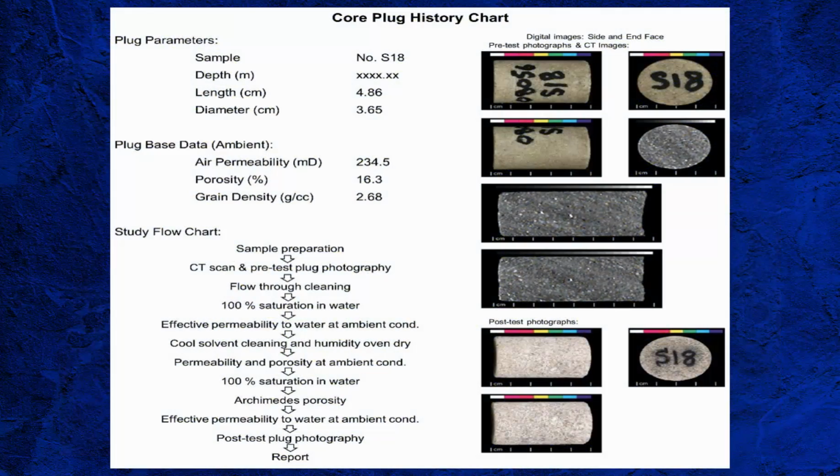This is something that many companies have tried. The example here is a core plug history chart, which is a bit like a Facebook for core plugs, which allows you to track the status of any core plug through the whole progress of the core analysis program. And at the end of the day, you can look back through the report and look at that core plug, and perhaps some of this might explain the unusual results that you might get.